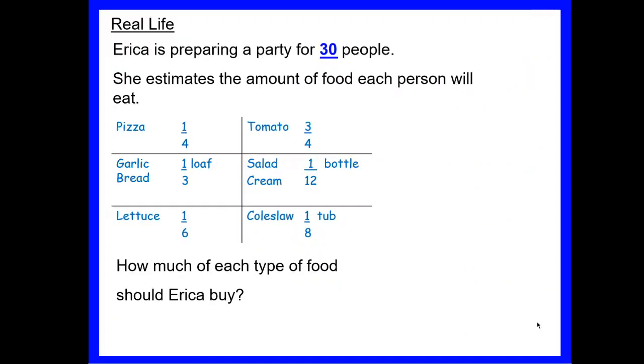Okay, our final question for today then, so a real life question. So Erica is preparing a party for 30 people. She estimates the amount of food each person will eat. So she thinks they need to eat 1/4 of a pizza, 1/3 of a loaf of garlic bread, 1/6 of a lettuce, 3/4 of a tomato, 1/12 of a bottle of salad cream, and 1/8 of a tub of coleslaw. How much of each type of food should Erica buy? Now you can pause the video now if you want to have a go at this on your own, or you can work it through with me.